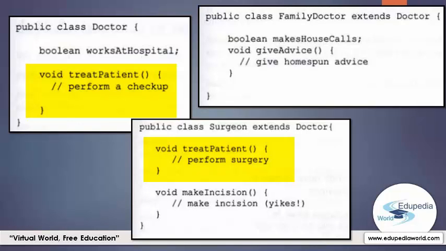Now, if we call the treat patient method through a family doctor, he will perform a checkup, but when we call the treat patient method through a surgeon, he will perform a surgery. So that is how the overriding is happening.